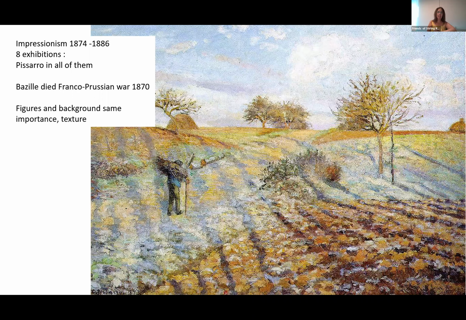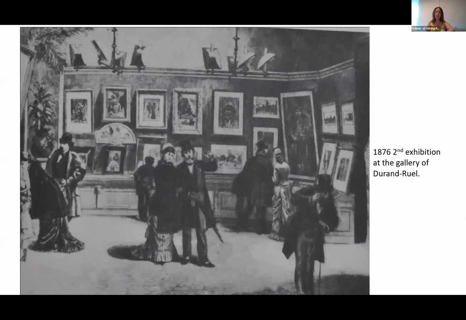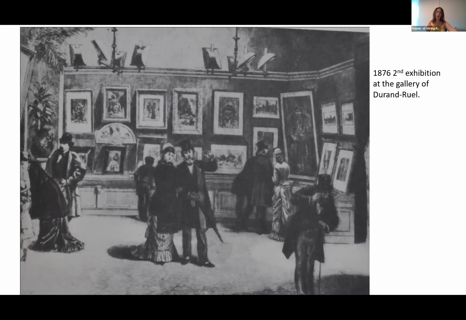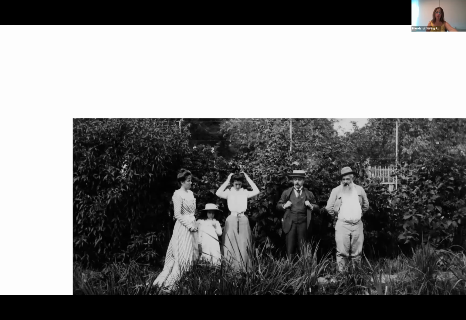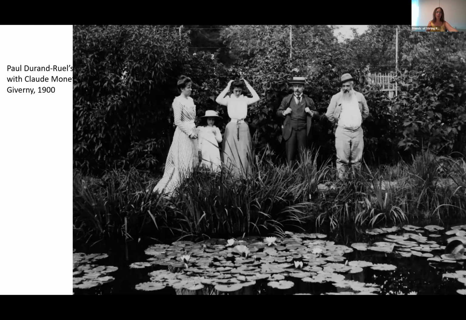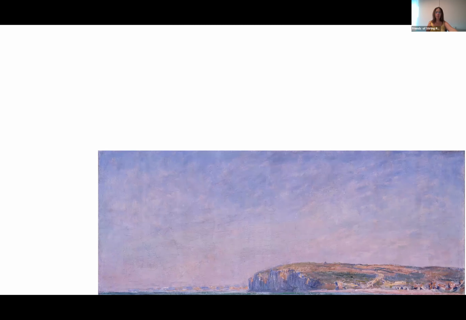They're going to have 8 exhibitions. Pissarro is going to be exhibiting in all of them. Bazille, as I mentioned, died in 1870. And we find that the second exhibition, they're going to have the exhibition at the Durand-Ruel Gallery, who's going to help them out a lot financially later on. We have a photograph of them, Paul Durand-Ruel with Claude Monet and his family at Giverny.